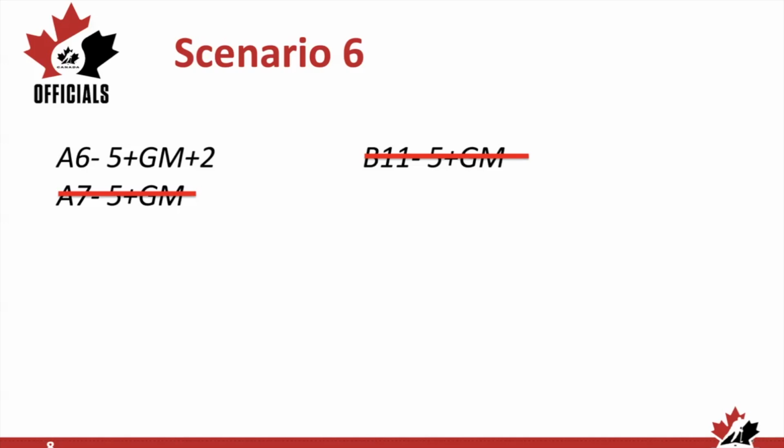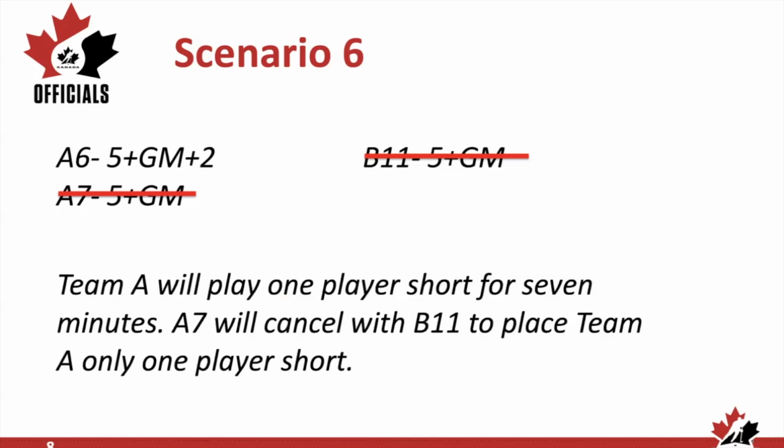So this is why order of occurrence is last. If you had treated order of occurrence first, we'd be in a scenario where we're canceling A6's penalty. We don't want to do that because we have to look at the others first. So team A will play one player short for 7 minutes. A7 will cancel with B11 to place team A only one player short.